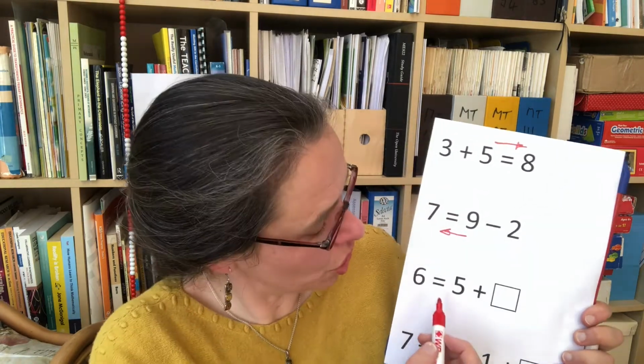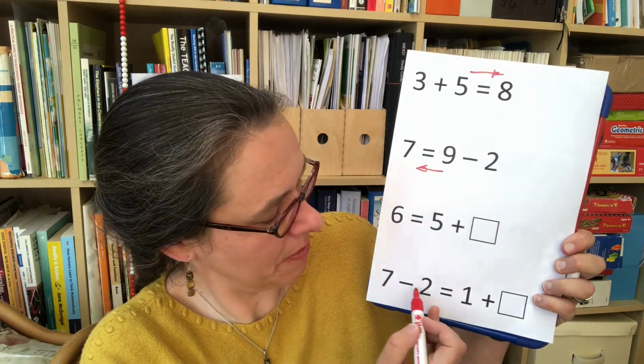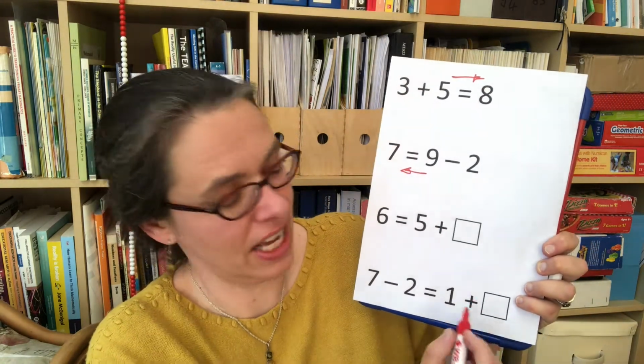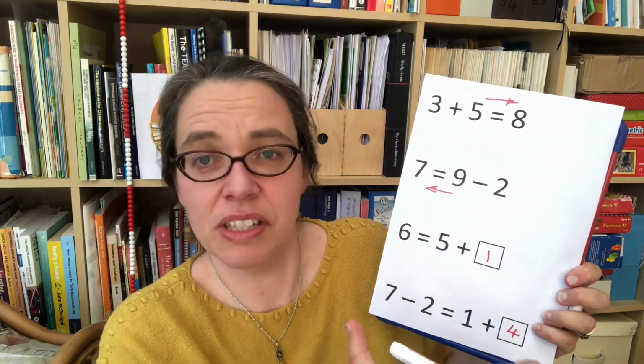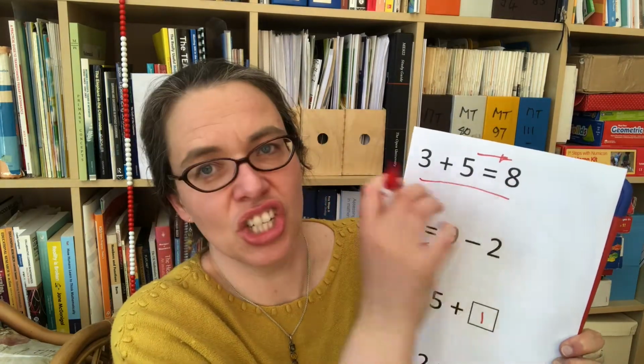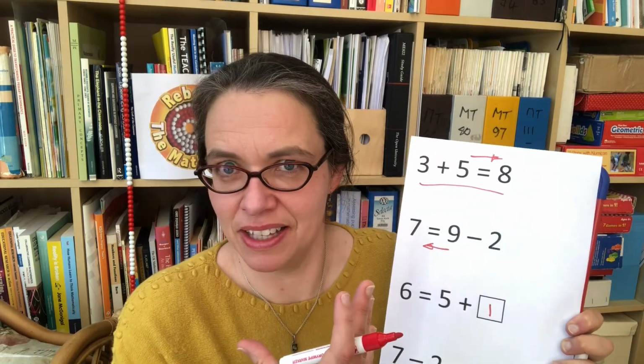So it's important children come across calculations like these. 7 subtract 2 is 1 add, and that's going to be 4. It's going to be 1. We're just messing around with this. Equals isn't just about outputs, it's about balance, like balance scales.